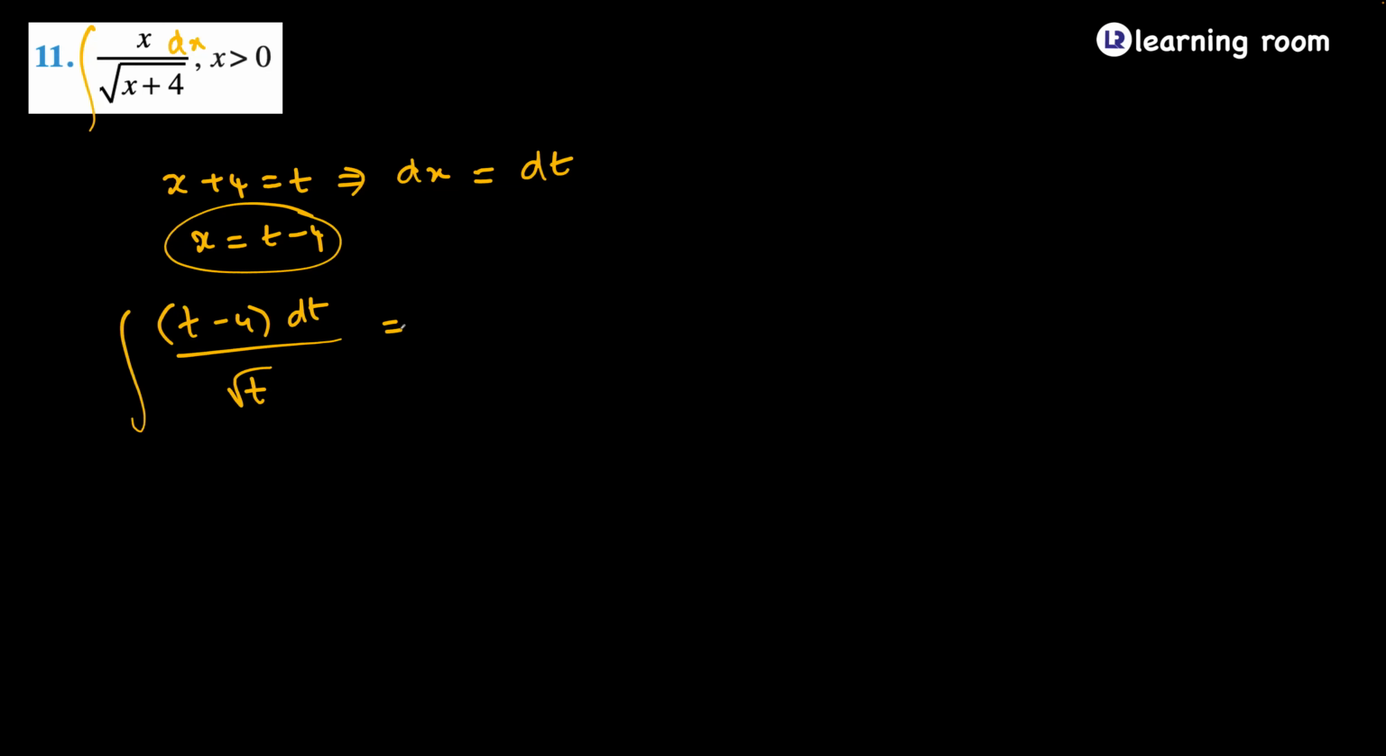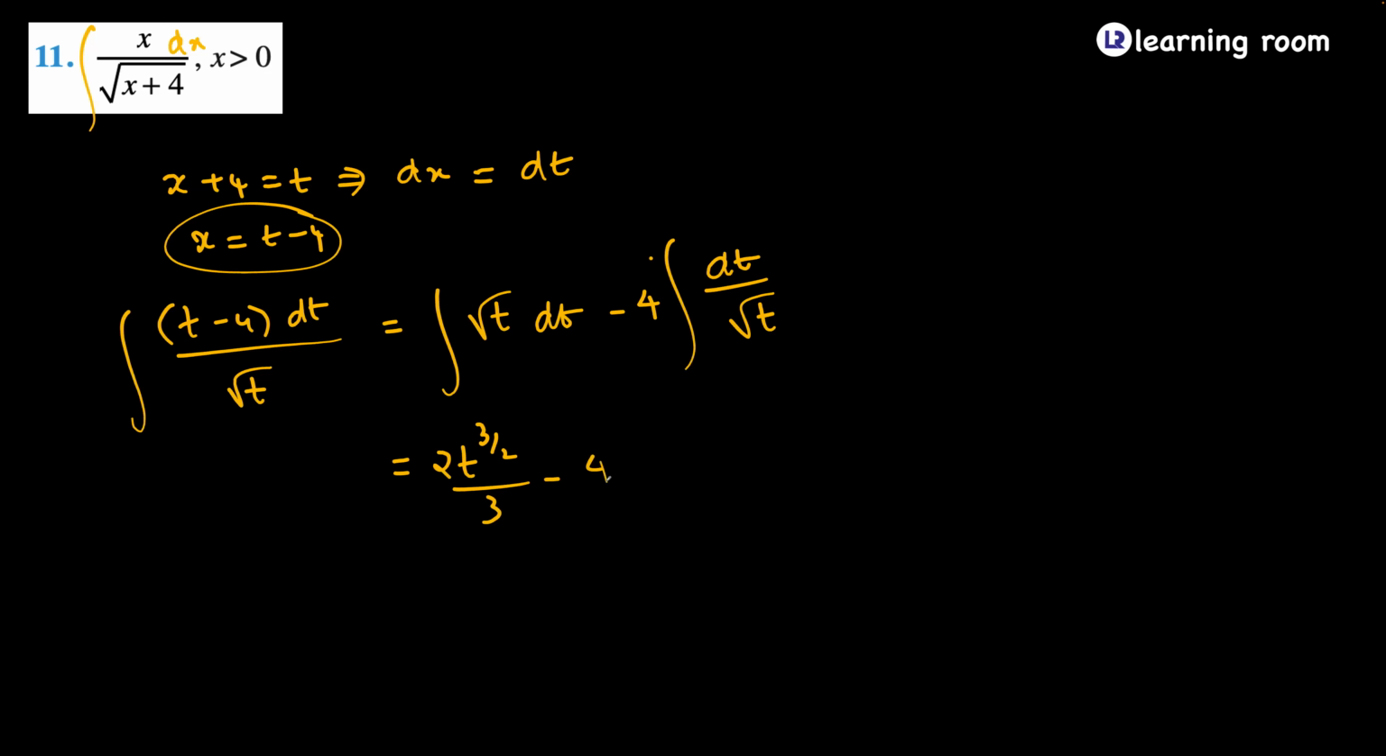If you split it into each term, t divided by root t is root t. So root t times dt, minus, I can take the 4 outside, integral of dt by root t. Makes sense? Now listen to this. This will be how much? t power 3 by 2 by 3 by 2. So 2 will go to the numerator. Minus 4 into integral of 1 by root t, which is basically 2 root t plus c, because the derivative of 2 root t is 1 by root t. So it will be the reverse process.